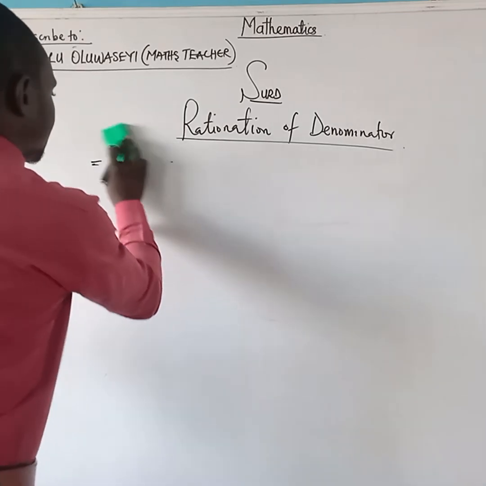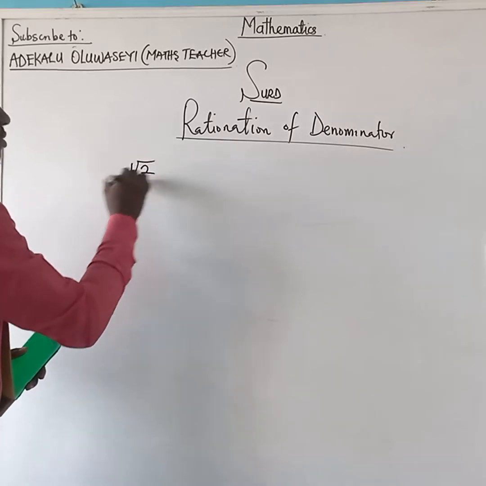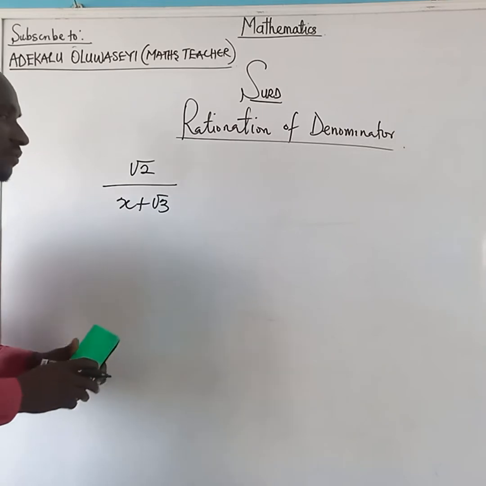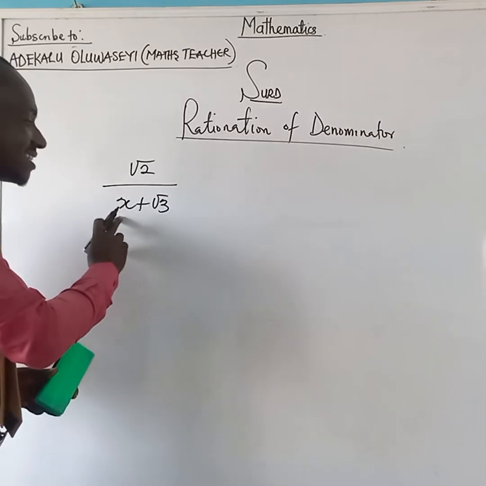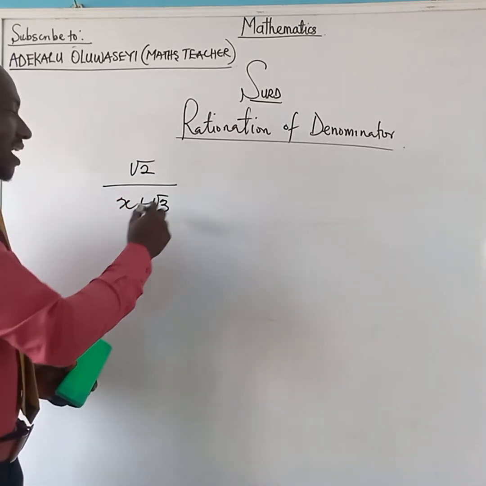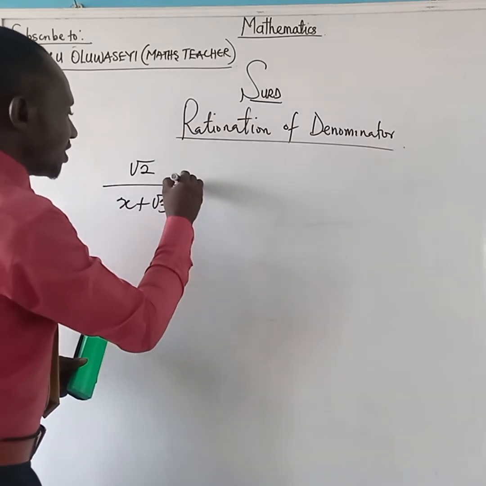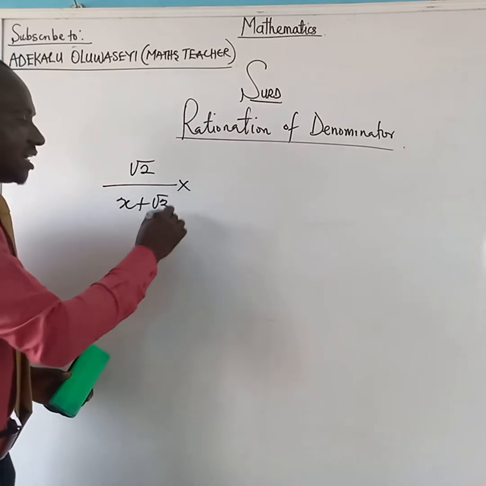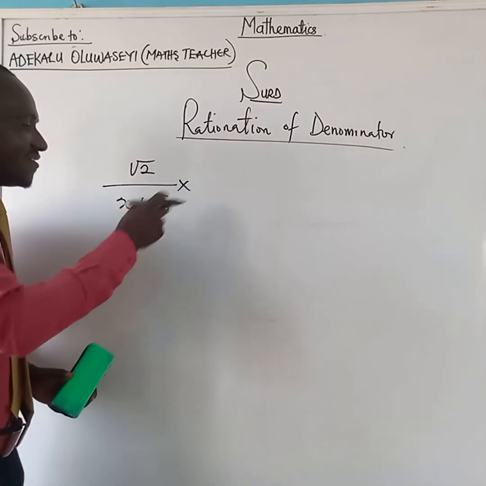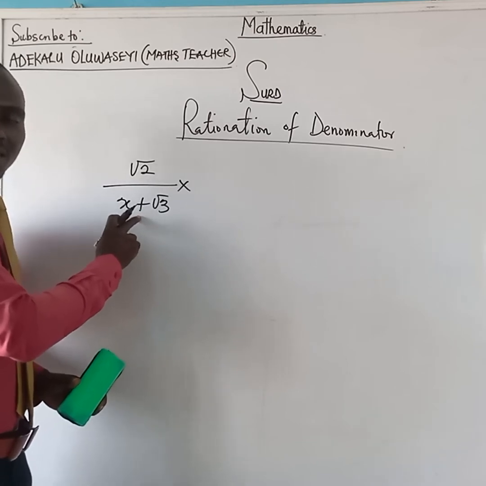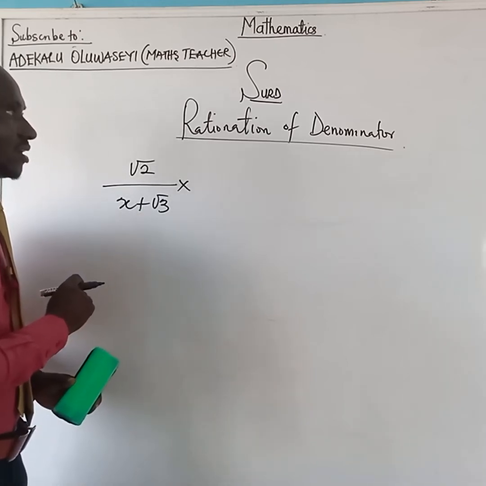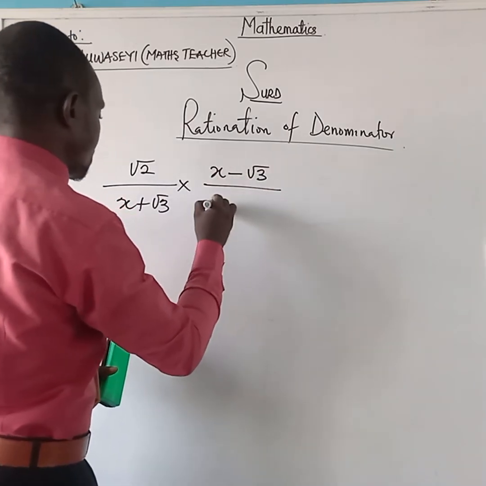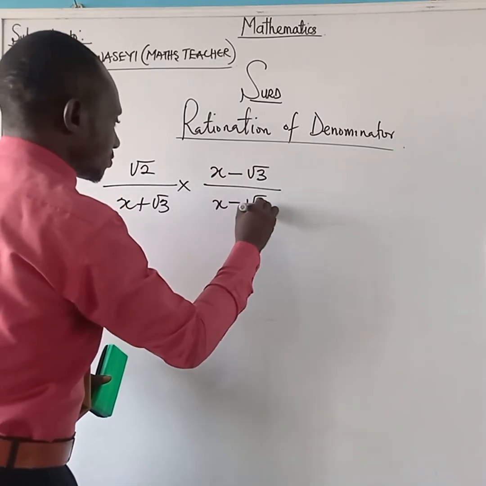For example, root 2 over x plus root 3. How do you solve this? We rationalize the denominator. That is the topic. And how do you rationalize? We now multiply it by the conjugate of this denominator. What's the conjugate? The inverse sign of the denominator expression. So we have x minus root 3 over x minus root 3.